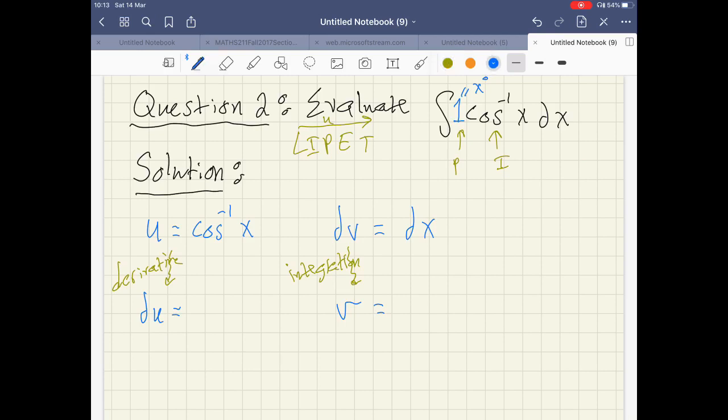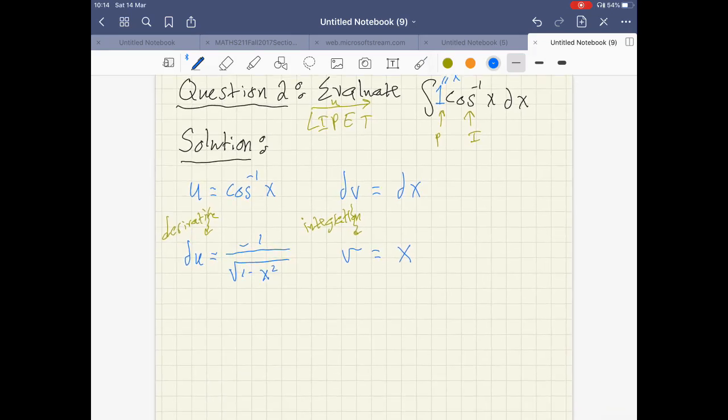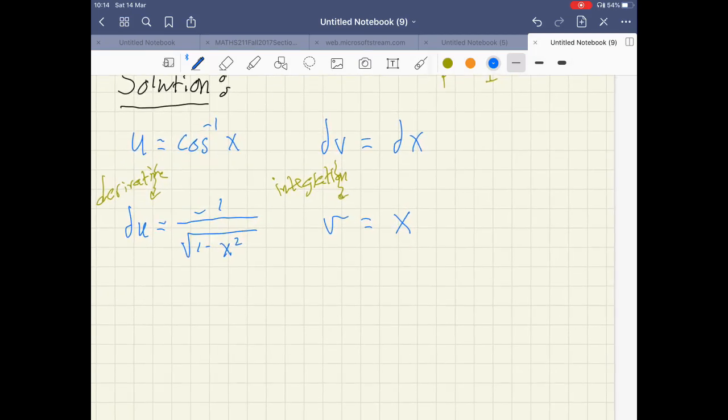Now, if you try to find the derivative of cosine inverse, you have to go back to calculus 1. And the answer would be -1 over square root of 1 minus x squared. And the integral of dx is just x. We have those two pieces of information. We need to put them together.